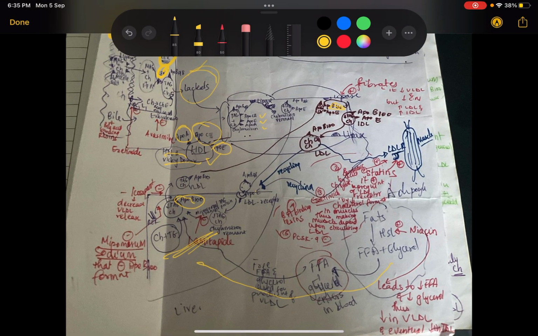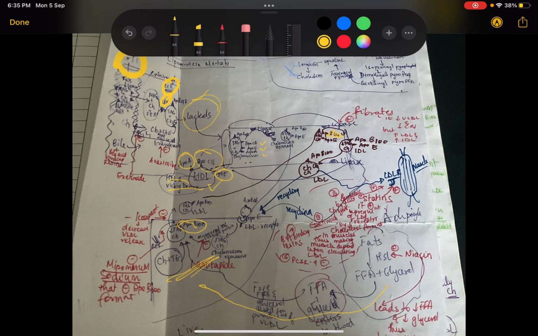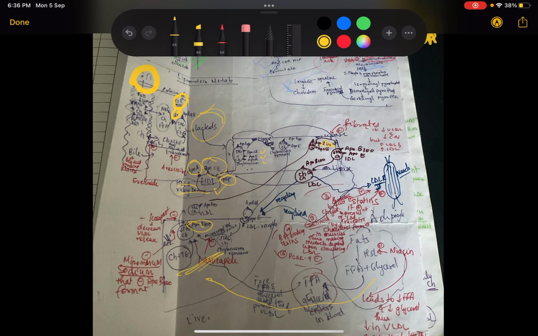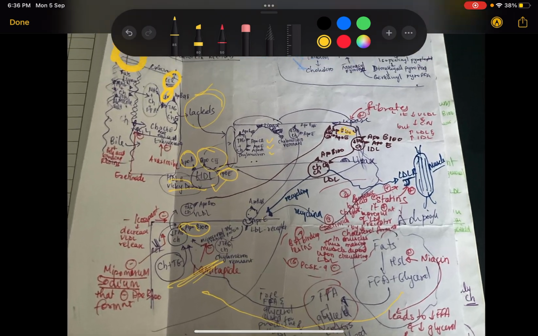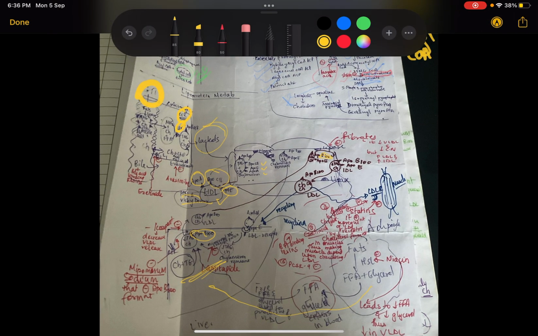LDL receptors are present also in the muscles, so that's very important when it comes to LDL. And we've got a very important receptor called the Niemann-Pick-like 1 receptor that actually takes in the cholesterol and adds the cholesterol to the chylomicrons with the help of acyl-CoA transporter. Alright, so that's another very important MCQ. So this is one way of completing this entire lipoprotein chapter.